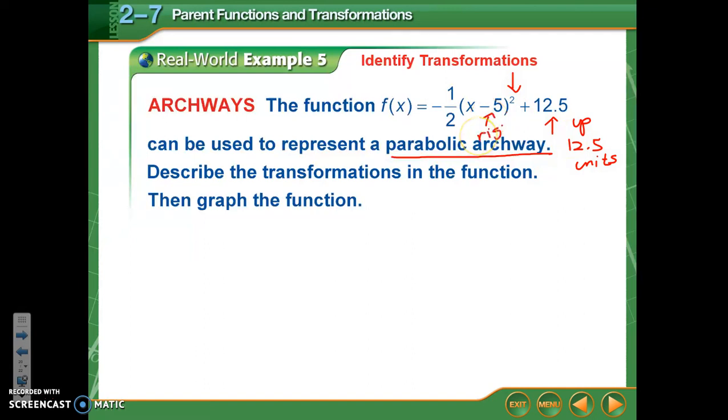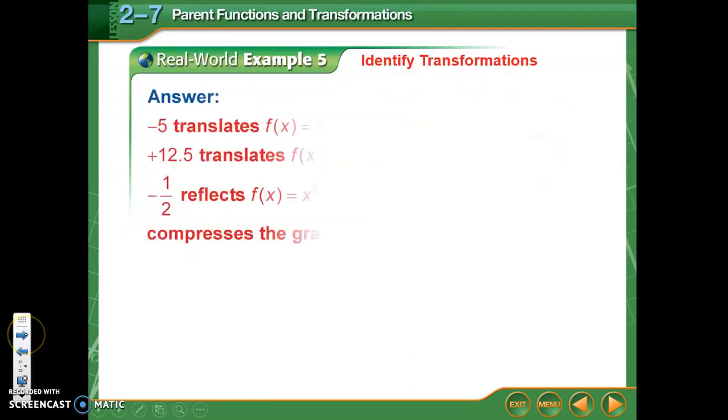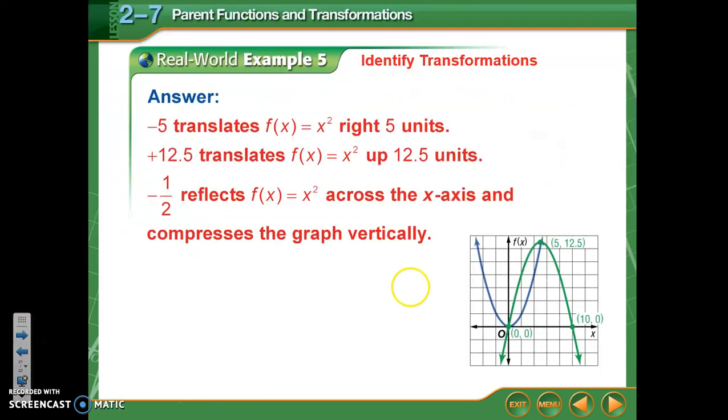It's right 5. And this -1/2, the negative means it's going to be reflected over the x-axis. And the 1/2 multiplied in front means it's going to have a vertical compression by 1/2. So let's look at the graph here and see if that's true.